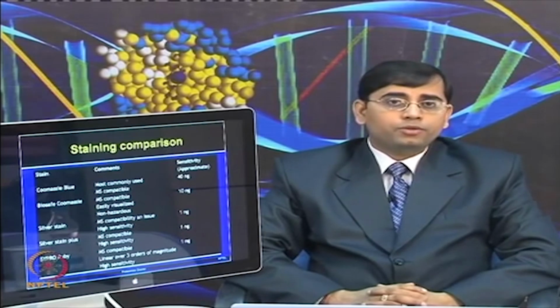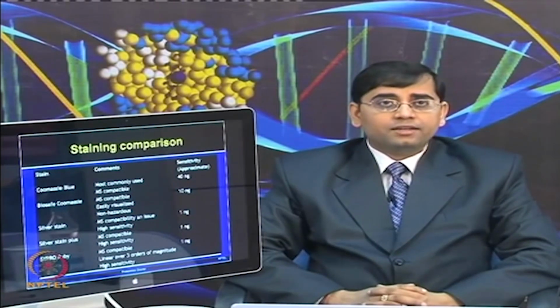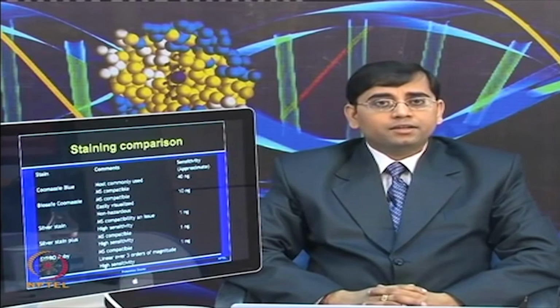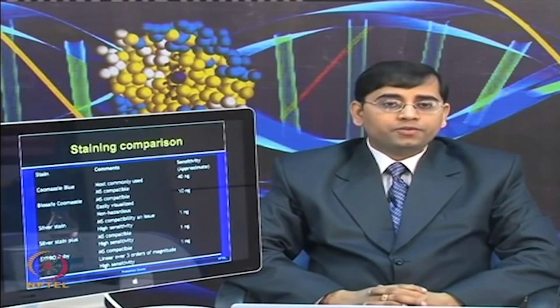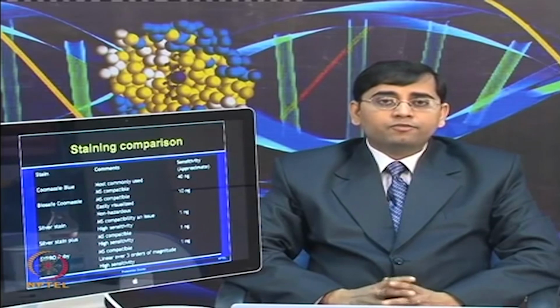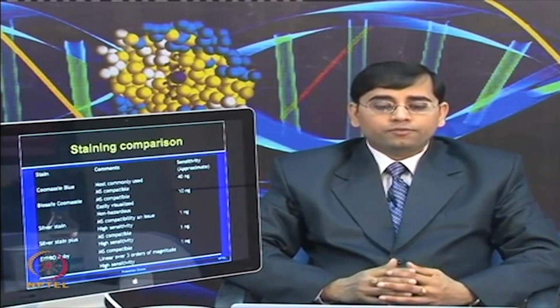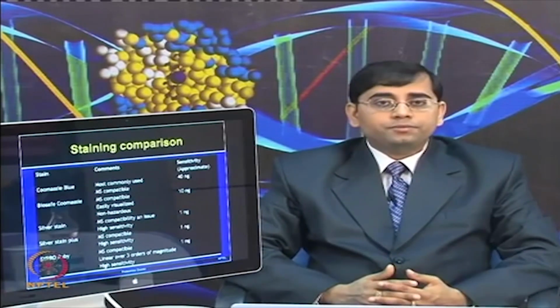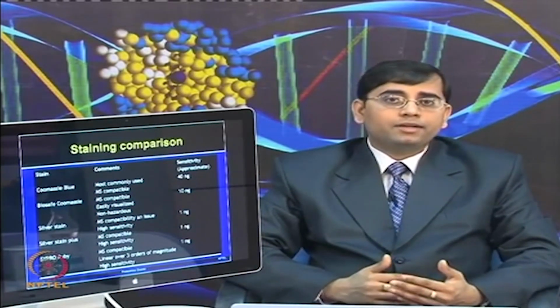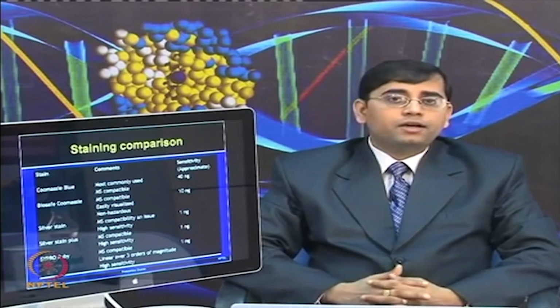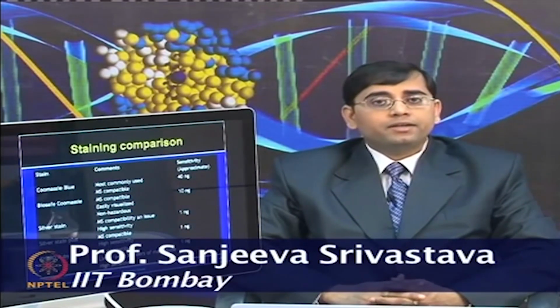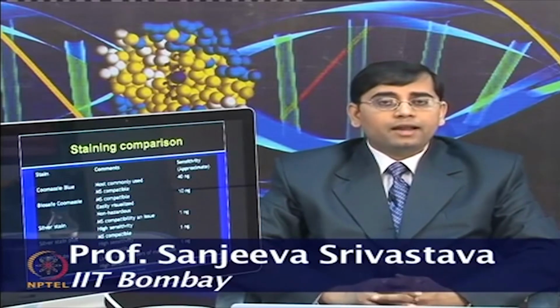Next, we will talk about Sypro Ruby. This is again a very sensitive stain, compatible for mass spectrometry, and it gives very low background on the gel. So, it offers linear order of 3 orders of magnitude. So, you can see your signal in a much clearer white background. So, by looking at this table overall, you can compare different types of stain available and which one you would like to use for your application.